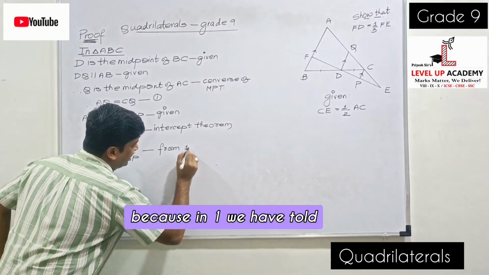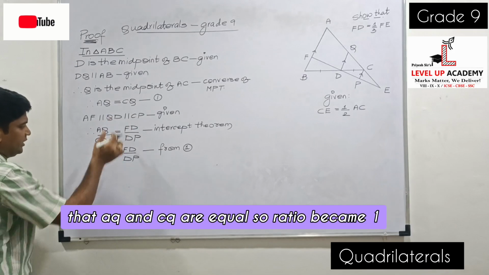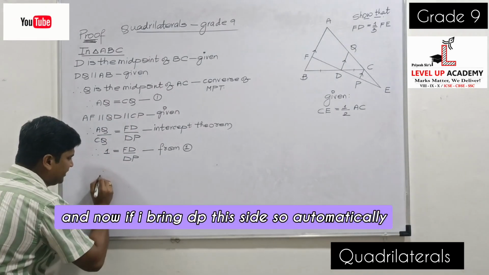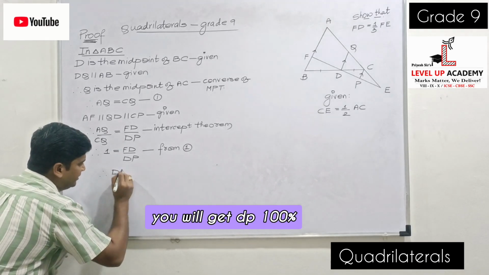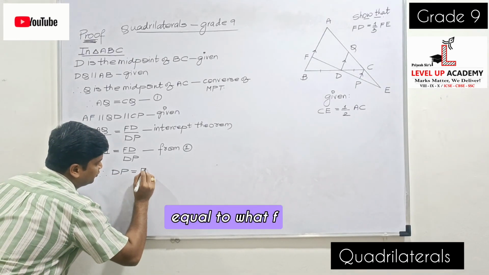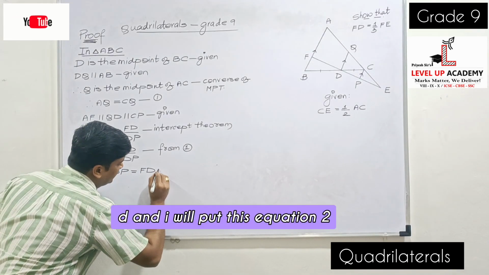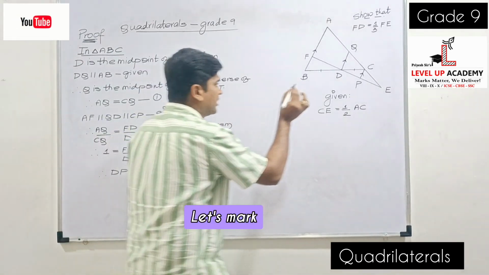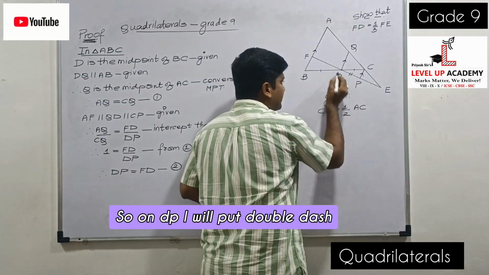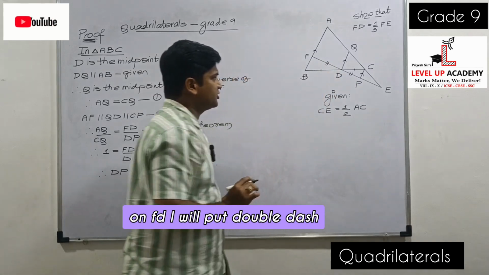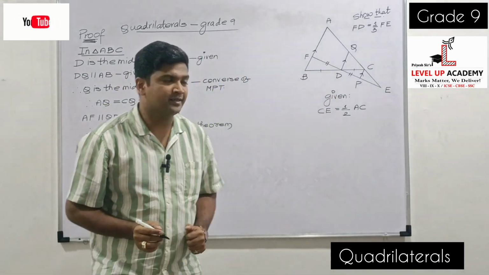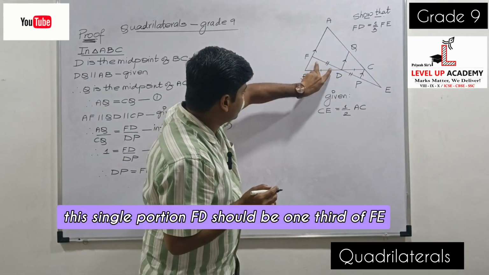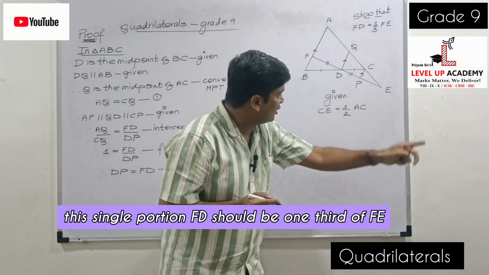In step 1 we showed that AQ and CQ are equal, so the ratio becomes 1. And now if I bring DP to this side, automatically you get DP equal to FD, and I'll call this equation 2. Let's mark it: on DP I'll put a double dash, and on FD I'll put a double dash. Now what next? We need FD, this single portion, to be 1/3 of FE.